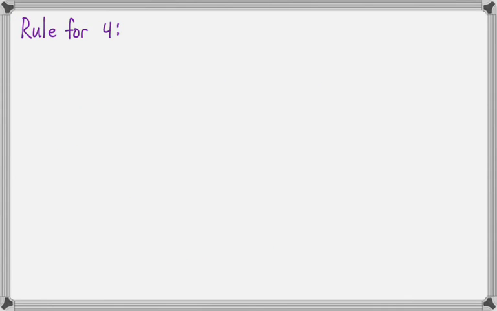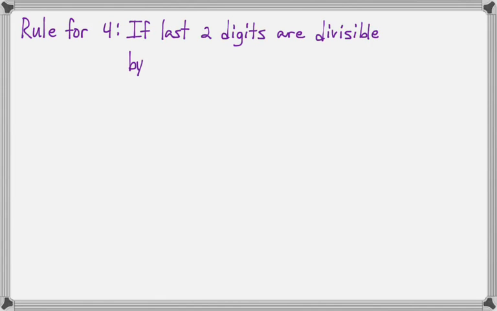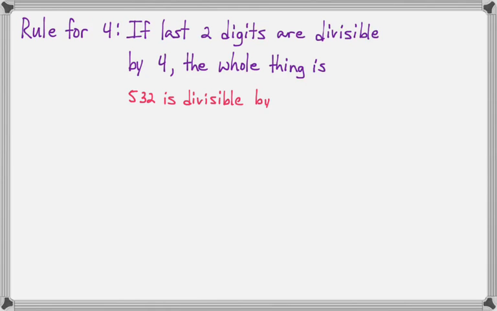Alright, the rule for 4 is if the last 2 digits are divisible by 4, then the entire number is divisible by 4. This is only helpful if you have a 3-digit number, but it is helpful sometimes. For example, 532 is divisible by 4. I know that because 4 will go into 32.